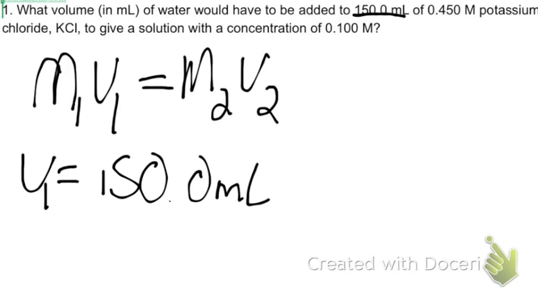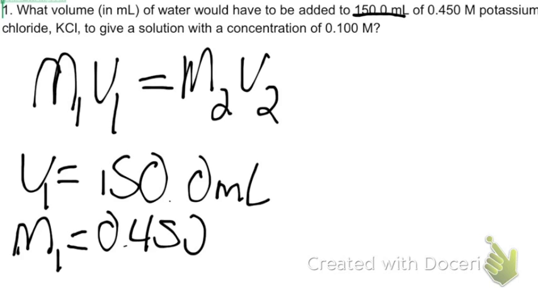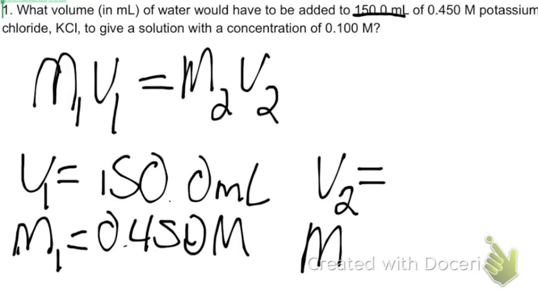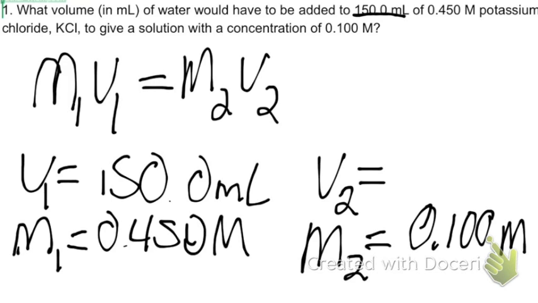Okay, and what else do we know? We know that the molarity of the solution is 0.450 molar. And we know that we're going to add some water, so our solution is going to have a new volume. And we know that the new molarity after we add that amount of water should be 0.100 molar. All right, so now we've got 3 of our things. We're looking for our 4th. What do we do now?